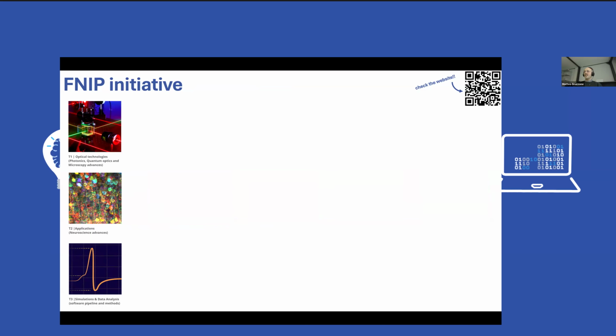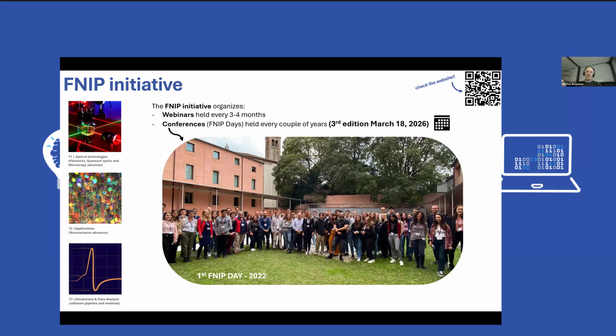The main formats that we organize are, on one side, webinars that are held every 3 to 4 months, and they cover a specific topic of the initiative. And we organize conferences as well, FNIP days, that are held every couple of years. During this conference, we try to cover all three main topics. So this year, in March, we will host the third edition of the conference in Padua.